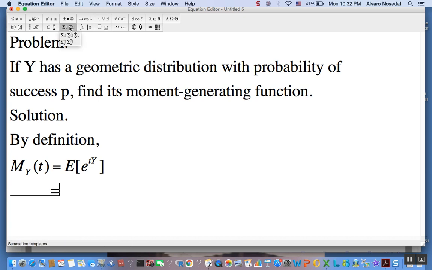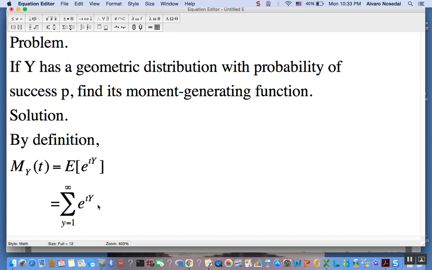So in this particular case, for a geometric random variable, remember that there are two different ways of defining a geometric random variable. In this case, the random variable y will represent the number of trials until the first success. So we need at least to try once to observe our first success, right? The support of the variable y is 1, 2, 3, up to infinity, so we have e to the power ty times the probability mass function of y, right?